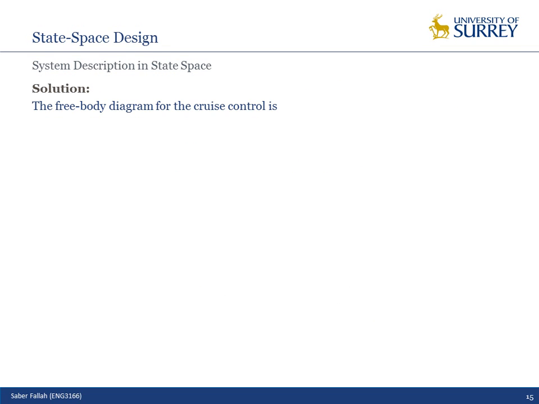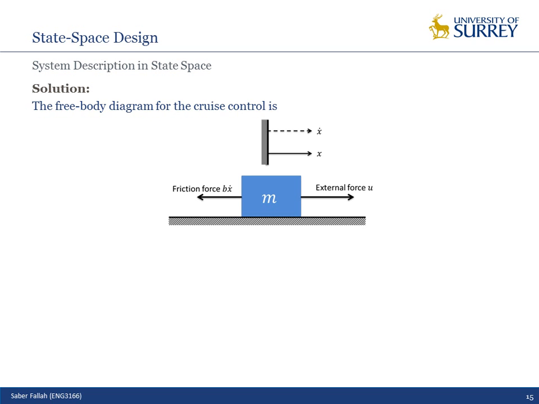So I can represent or model a vehicle for the cruise control system using this very simple mass system. I have a mass, external force U, which is the engine torque or engine power, and I have a friction force Bx dot. So the equation of motion using Newton's law is U minus Bx dot equal to Mx double dot. Or in other words, x double dot equals U over M minus B over M x dot.